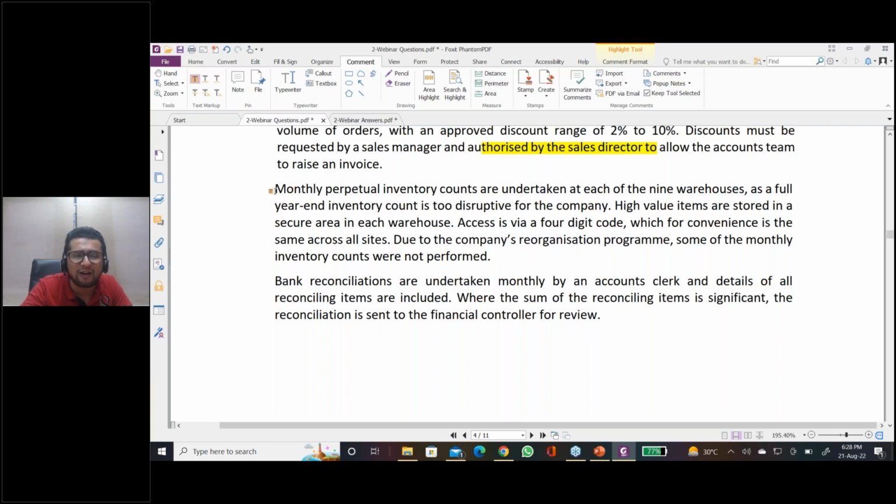So in this paragraph, my dear students, there are 2 deficiencies. Can you identify which 2? Help me out.